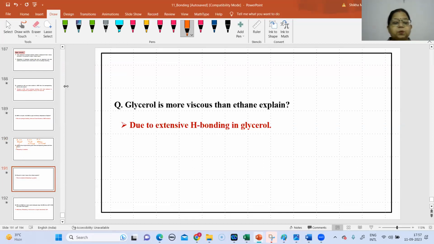Now, this also I have explained already. Glycerol is more viscous than ethane or anything. Ethane, if you want to know, we have done this, it is C2H6, and glycerol, as I told you, is a trihydric alcohol. Trihydric means it has three OH groups, right?